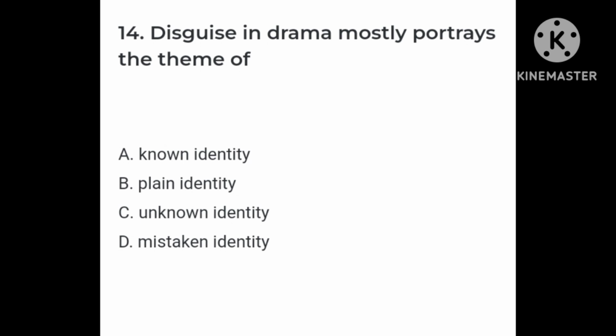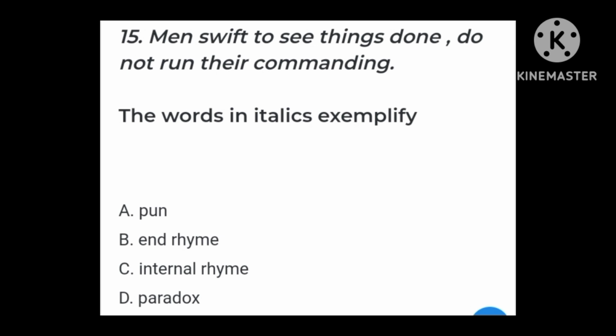Option D is mistaken identity. Mistaken identity. A character is incorrectly identified or mistaken for someone else, often leading to conflict or confusion. Mistaken identity is a disguised identity, disguised character. So going by what we explained about the options, the correct answer is option D, mistaken identity. Remember that the question is, this guy in drama mostly portrays the theme of, so it mostly portrays the theme of mistaken identity.